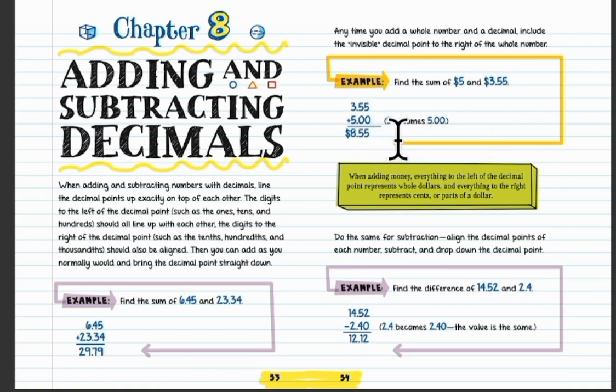5 becomes 5.00. When adding money, everything to the left of the decimal point represents whole dollars, and everything to the right represents cents or parts of a dollar. Do the same for subtracting. Align the decimal point of each number, subtract, and drop down the decimal point.